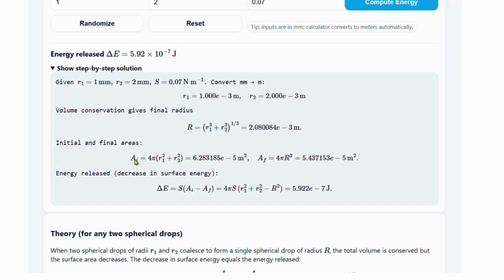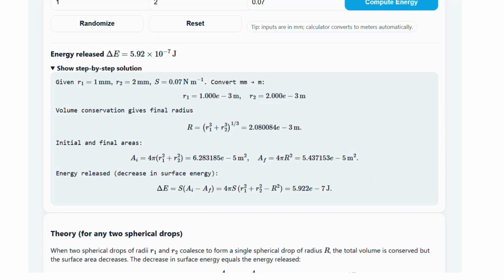Now you can find the difference between these two areas. Initial area was 6.3, and this is 5.4. It means there is a decrease in area by the fusion of these two drops. That is why energy is released, because the surface area is decreased. So delta E is equal to S into (AI minus AF), that is equal to 4 pi S into (R1 square plus R2 square minus capital R square). From this we can calculate 5.9 into 10 power minus 7 joules as the decrease in surface energy.